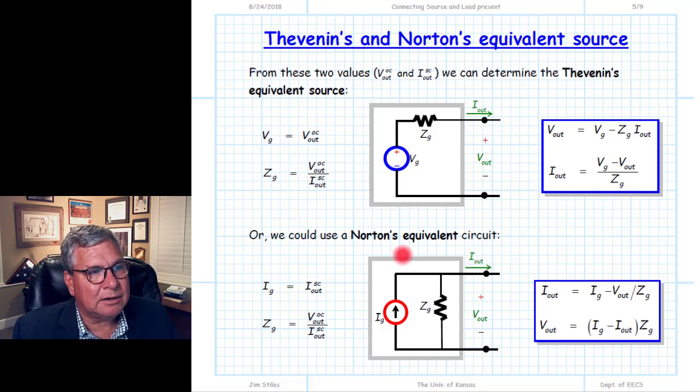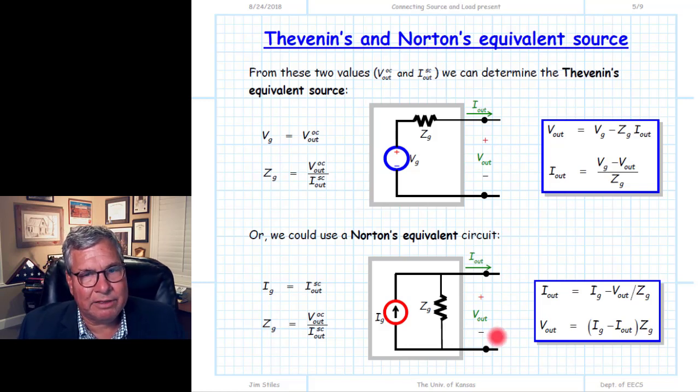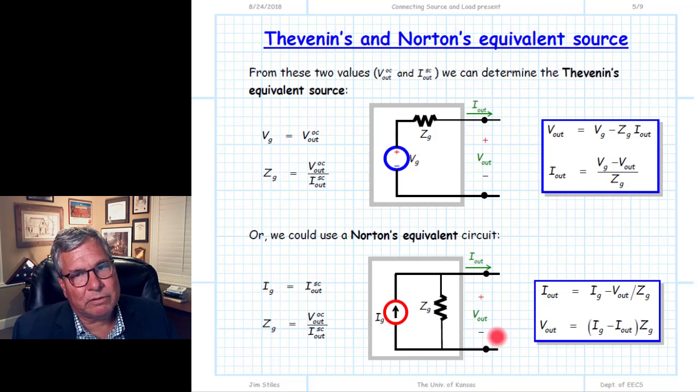The device equations that result for the Thevenin's is this, and for the Norton's is this. And the key thing to point out here is that the output voltage is not equal to the source voltage, because we have a voltage drop across the source impedance due to the output current. Likewise, here for the Norton's, we find the output current is not equal to the source current, because some of that current likewise goes through ZG, the output impedance. And so make sure that you understand these equations, how they relate to the output current and voltage. And again, they are equivalent. We can use either one to describe these single-port devices.